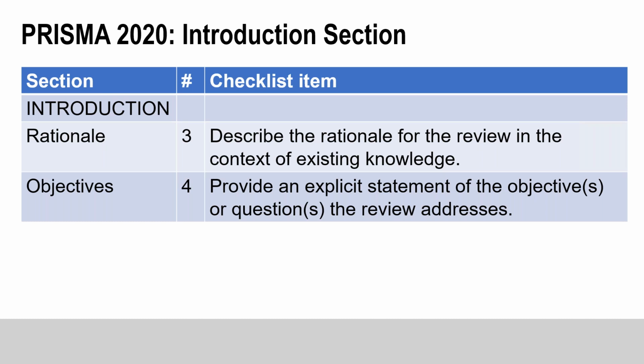Our introduction items in PRISMA 2020 are quite similar to the original statement, in that we're asking people to provide a rationale for their review in the context of existing knowledge, and then to provide an explicit statement of what the objectives of the review are, or what questions the review is actually going to address. Your rationale and objectives are what you would typically expect to see in any scientific report. Some people said that you probably don't need this in PRISMA 2020, but we still thought it's helpful for those who are new to writing scientific papers, including systematic reviews. And so that's why we included these items.